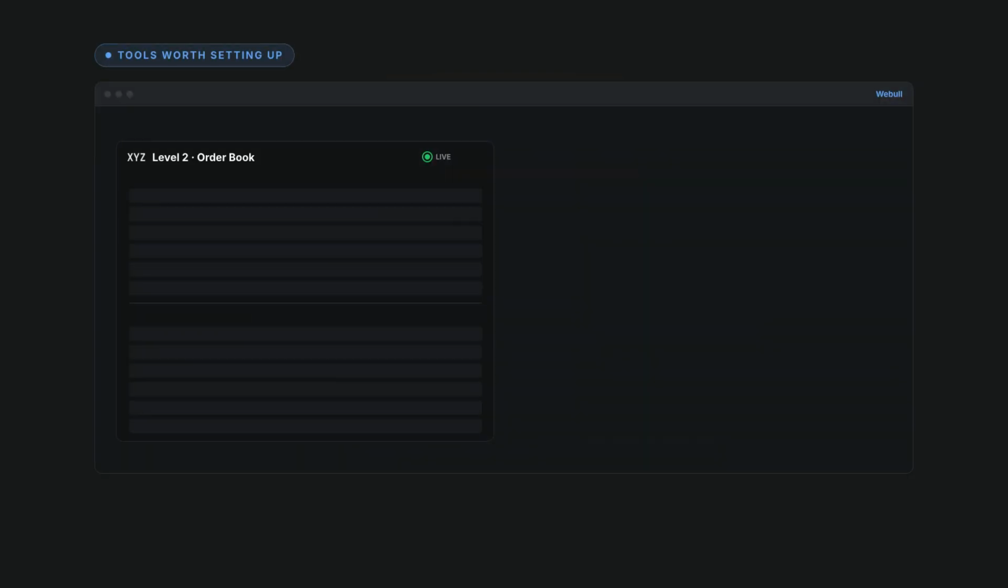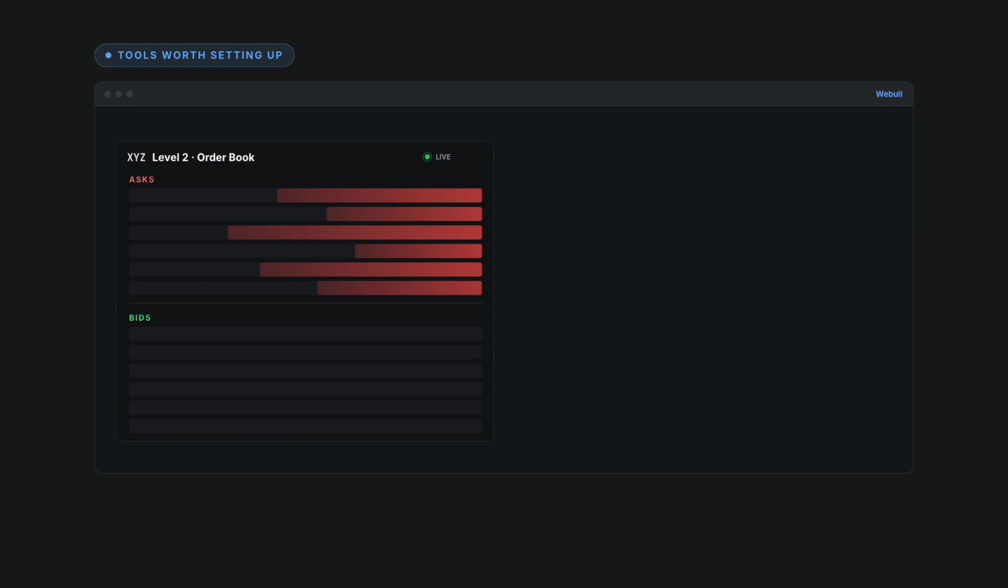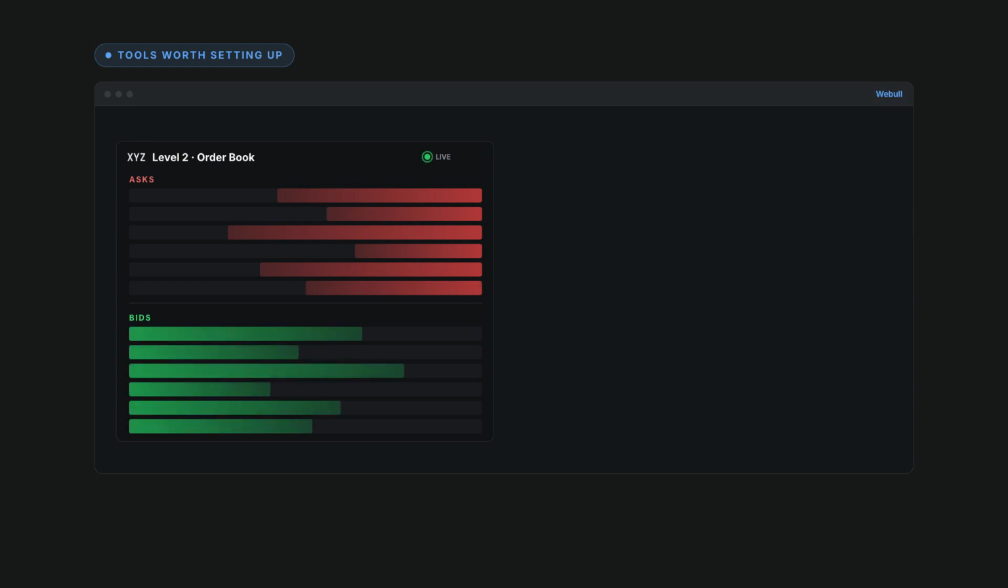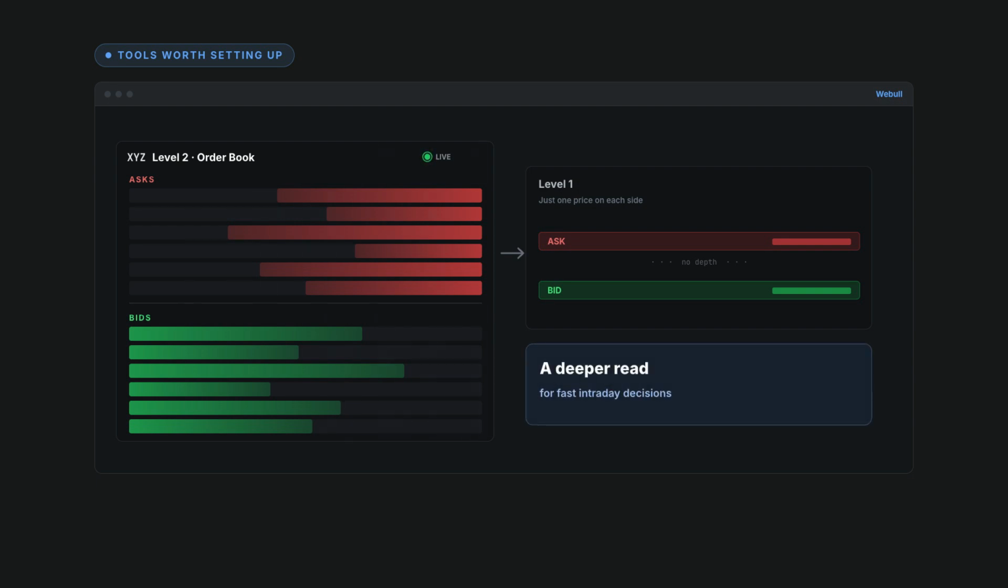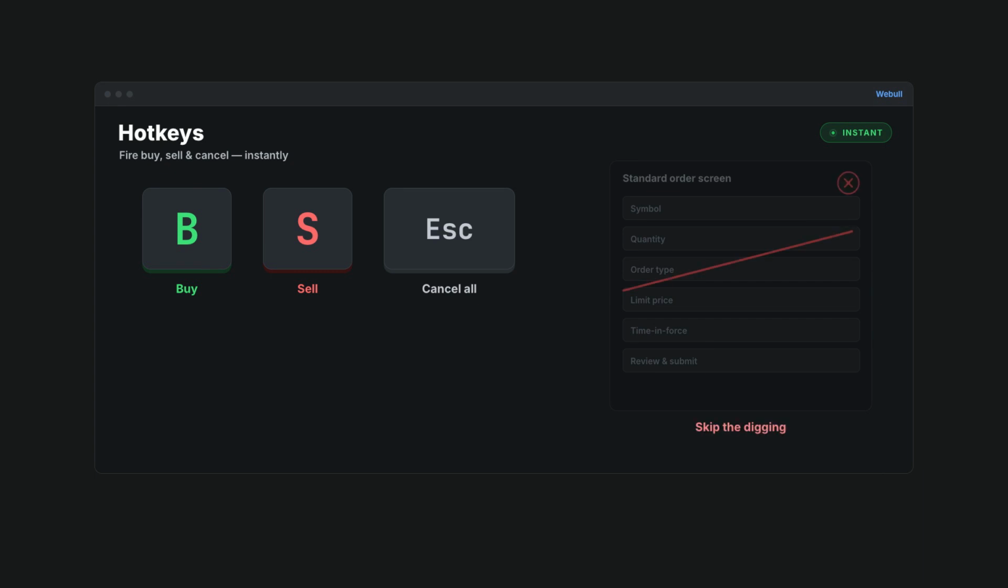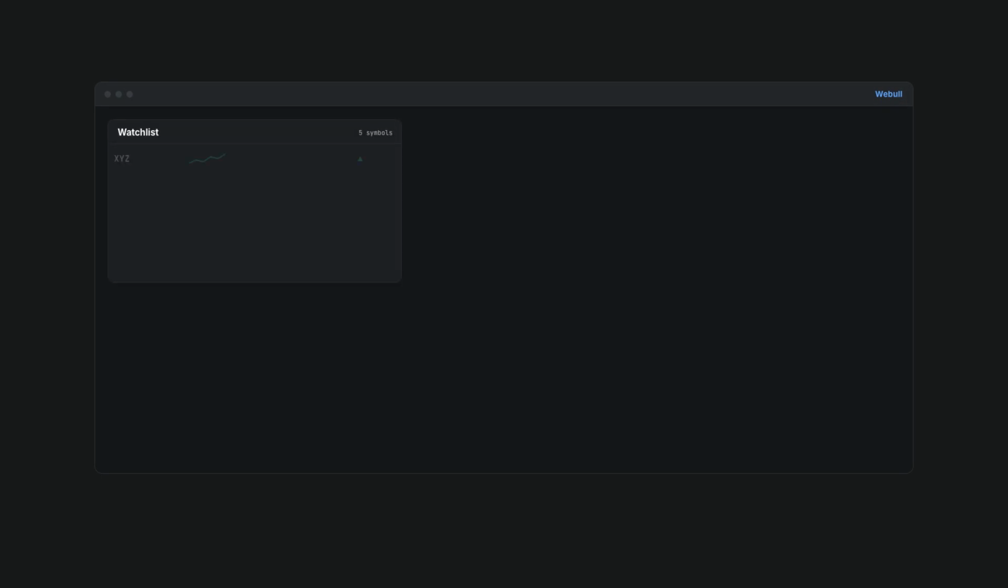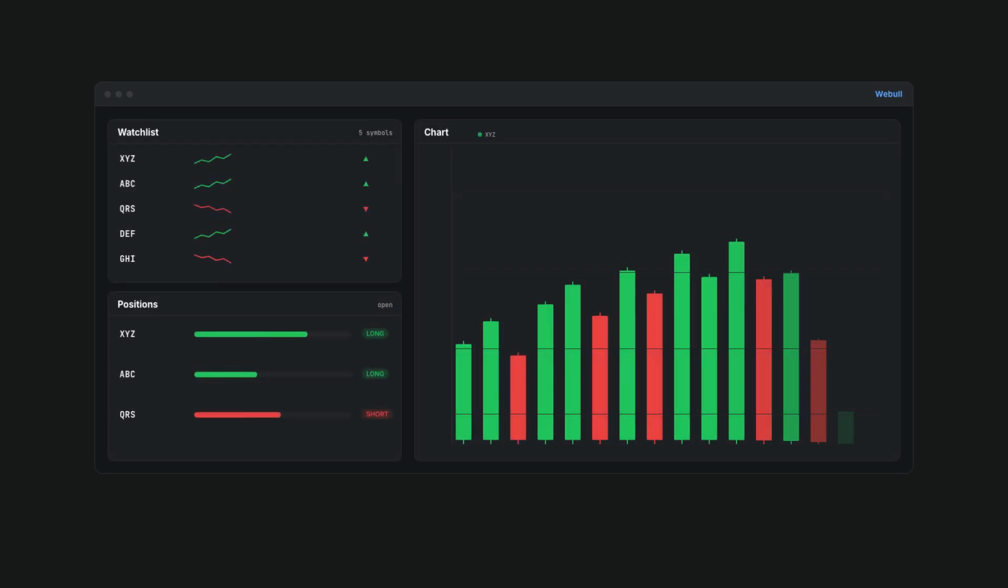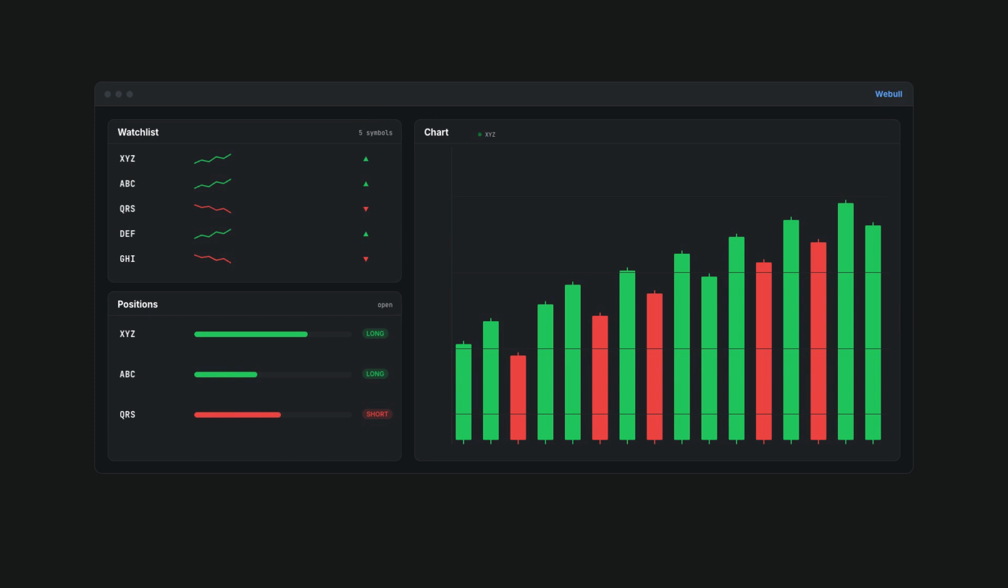Tools worth setting up before you start. Level 2 data gives you a much deeper read on the order book, showing the best bids and asks rather than just a single price on each side, which matters a lot more for fast intraday decisions than it does for long-term investing. On desktop, setting up hotkeys lets you fire off buy, sell, or cancel all actions instantly without digging through the standard order screen every time. And building out a custom widget layout with your watch list, positions, and a chart all visible at once keeps you from bouncing between screens mid-trade.